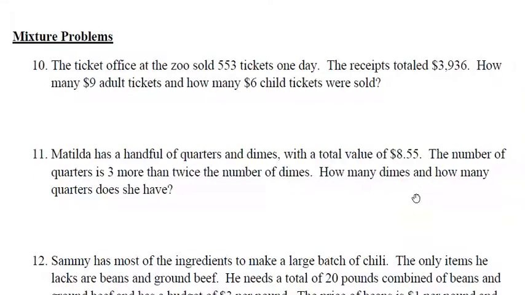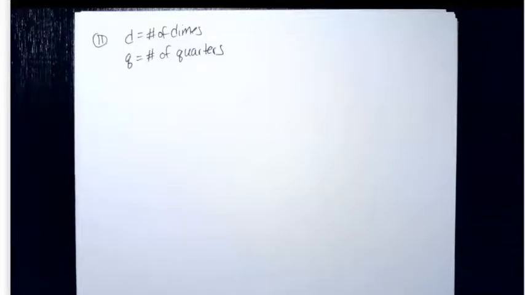All right, let's move on to number 11, another coin problem. Matilda has a handful of quarters and dimes with a total value of $8.55. The number of quarters is 3 more than twice the number of dimes. How many dimes and how many quarters does she have? Let's define our variables by the quantities we are looking for, the number of dimes and the number of quarters. So D equals the number of dimes, Q equals the number of quarters.